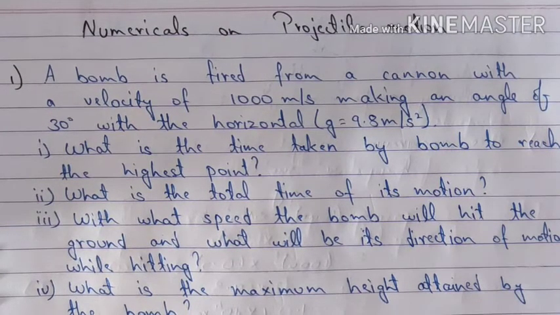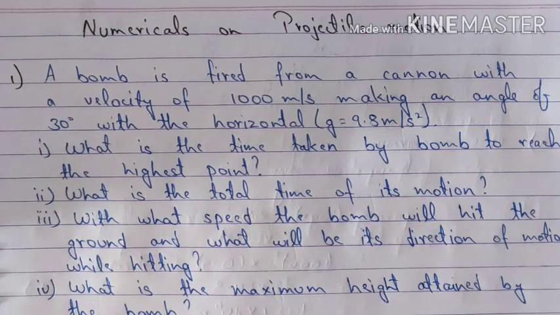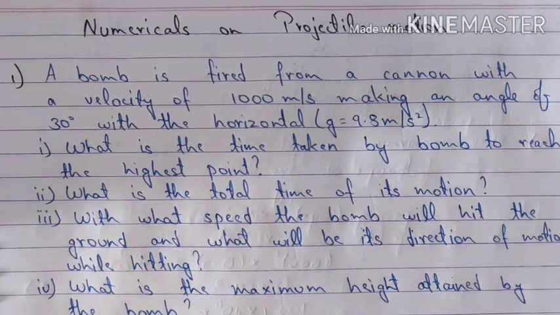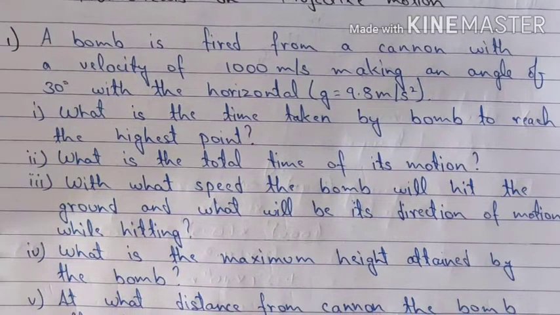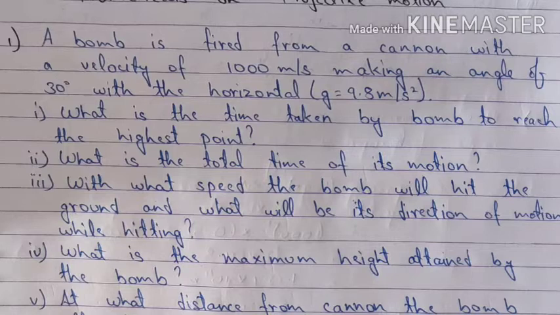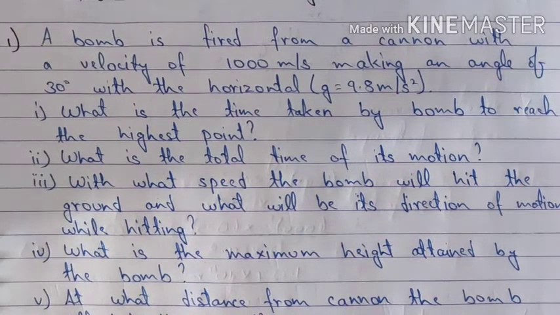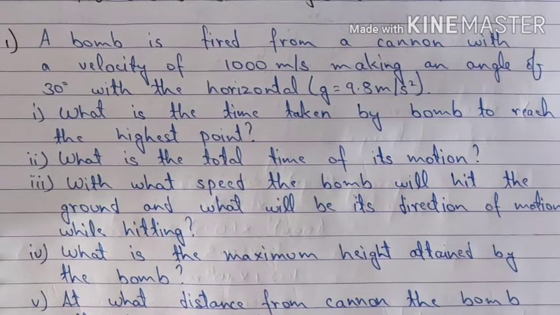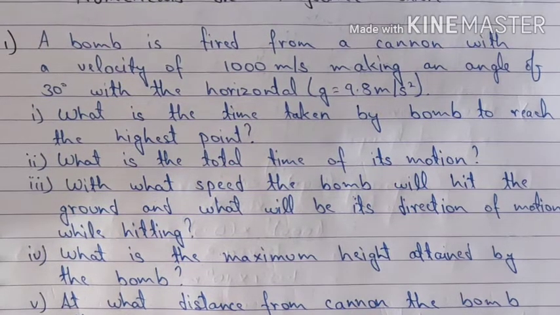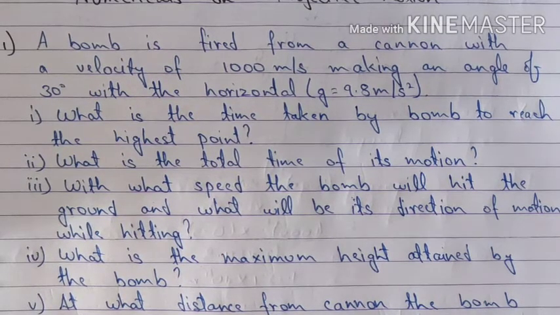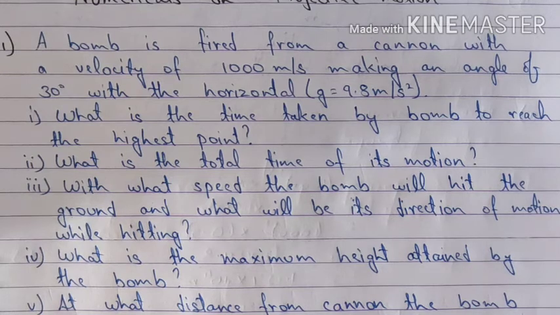Students, in this question I have tried to make a combination of several questions or format of several questions which you will be getting in this particular chapter. Okay, so let's start with it. A bomb is fired from cannon with a velocity of 100 meters per second, making an angle of 30 degrees with the horizontal, and the value of gravitational acceleration is given as 9.8 meters per second square.